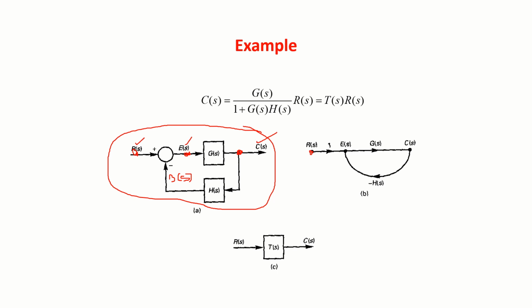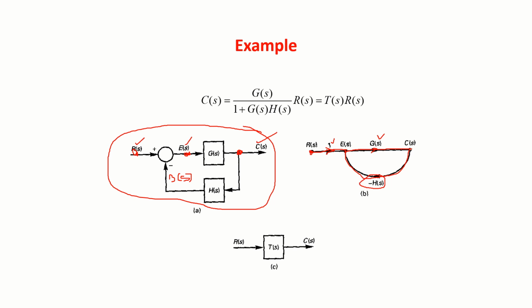Now let me join R of S to E of S by a branch. There is no gain, I'll just write it as 1. Then E of S to C of S, let me draw another branch. The gain is G of S. Again C of S to E of S, I'll join by another branch. So the gain is, this minus sign is there, so minus H of S I'll write.